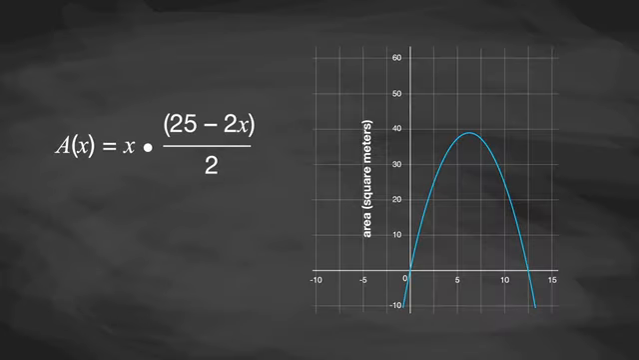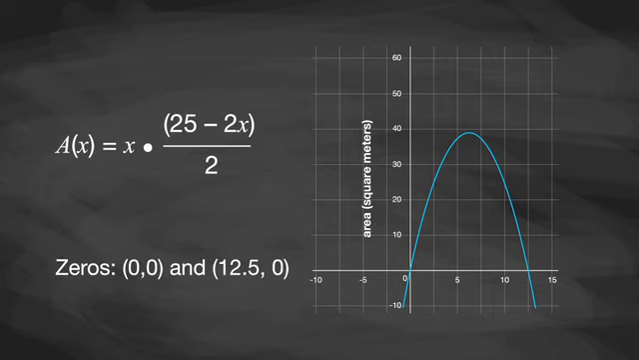Let's analyze the graph of the area of a rectangle with a perimeter of 25 meters and a side length x shown. We know the graph is of a quadratic function because it has a U-shape. Quadratic functions can have up to 2 zeros or x-intercepts. This function has 2 zeros, the points (0, 0) and (12.5, 0).